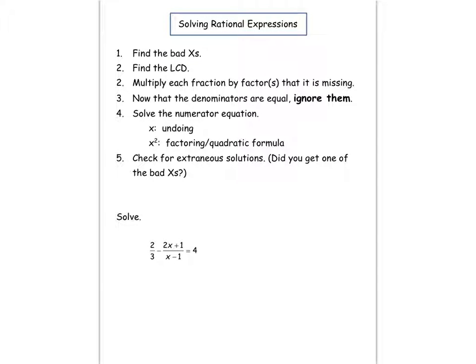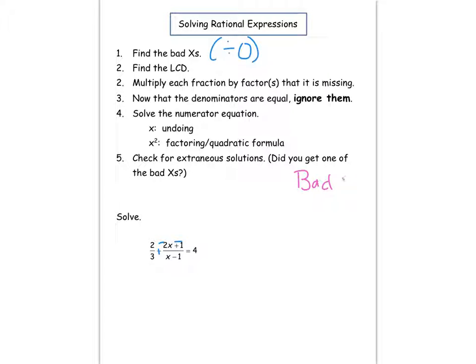Alright, so to solve equations, we're going to have to figure out the bad x's, and those are going to be the x's that make us divide by 0. So we can't divide by 0. So down here in this first problem, first of all, I see it's a subtract problem, so I'm going to change that to add the opposite, distribute that negative on through. And now I'm going to find my bad x's.